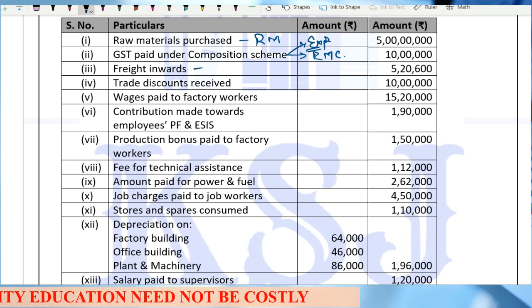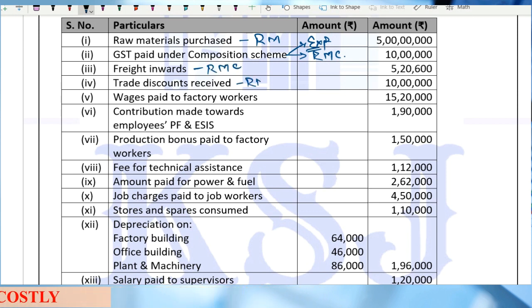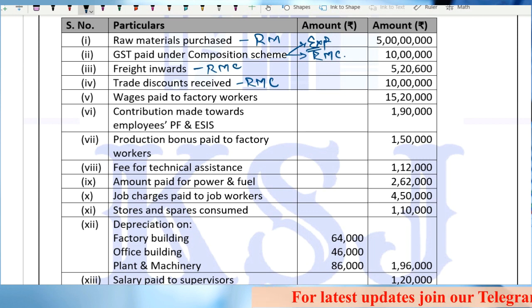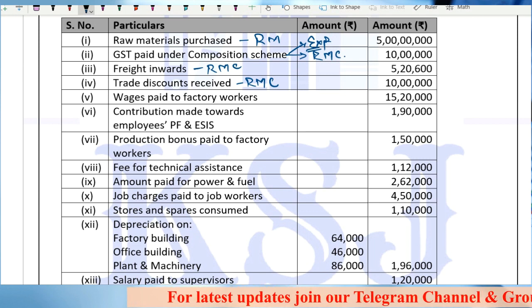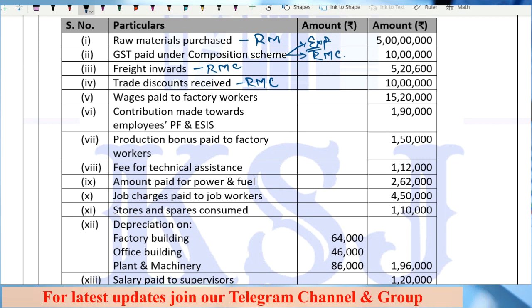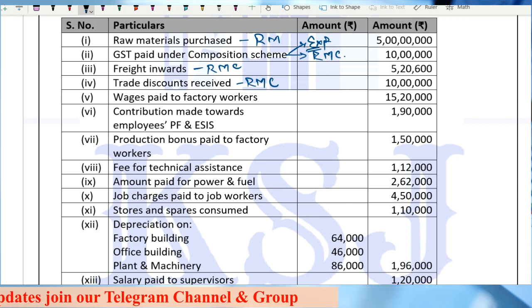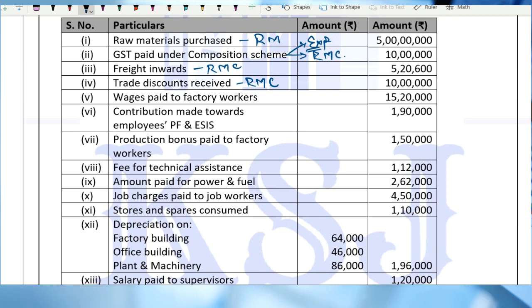Freight inwards, again raw material consumed. Trade discounts, again raw material consumed. It will be subtracted from the raw material consumption. Whatever the trade discounts are, it will be subtracted. Now in case of a cash discount, if it is not a trade discount, if it is a cash discount, now what to do? You can check in your handbooks also. Cash discount is not to be considered, right? I have discussed this in the lectures also.